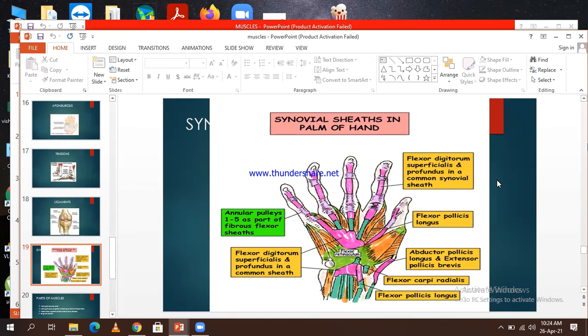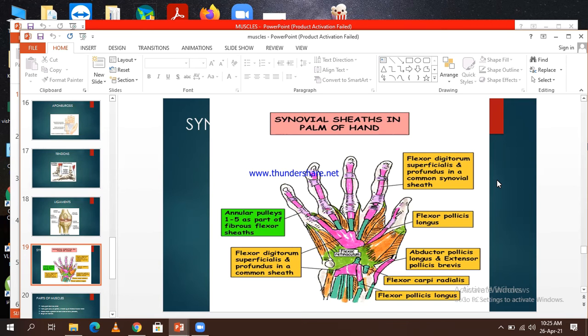The other modification of the deep fascia is the synovial sheaths. These are small tunnels in which the tendons run, and there is a slight amount of fluid present in these tunnels. This helps in the free movement of the tendon in the synovial sheath, a special tunnel made up by the deep fascia. You can see the synovial sheath in the fingers: the tendons of flexor digitorum superficialis and profundus in the common synovial sheath. Similarly, for flexor pollicis longus there is a sheath in which the tendons run.